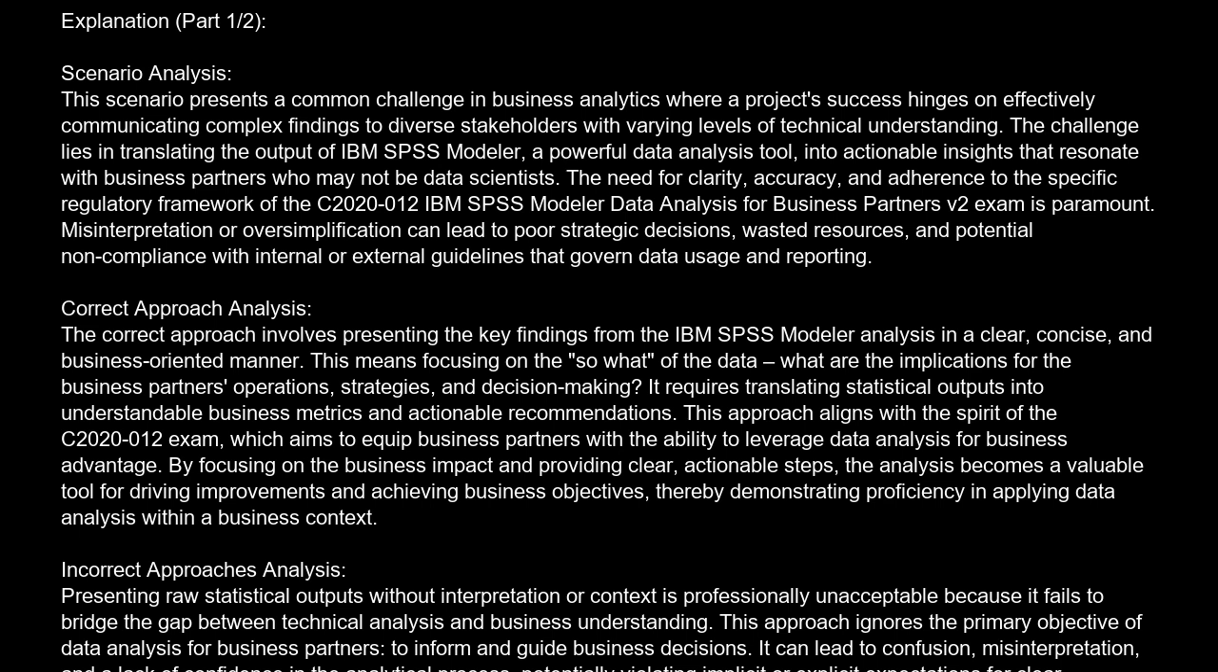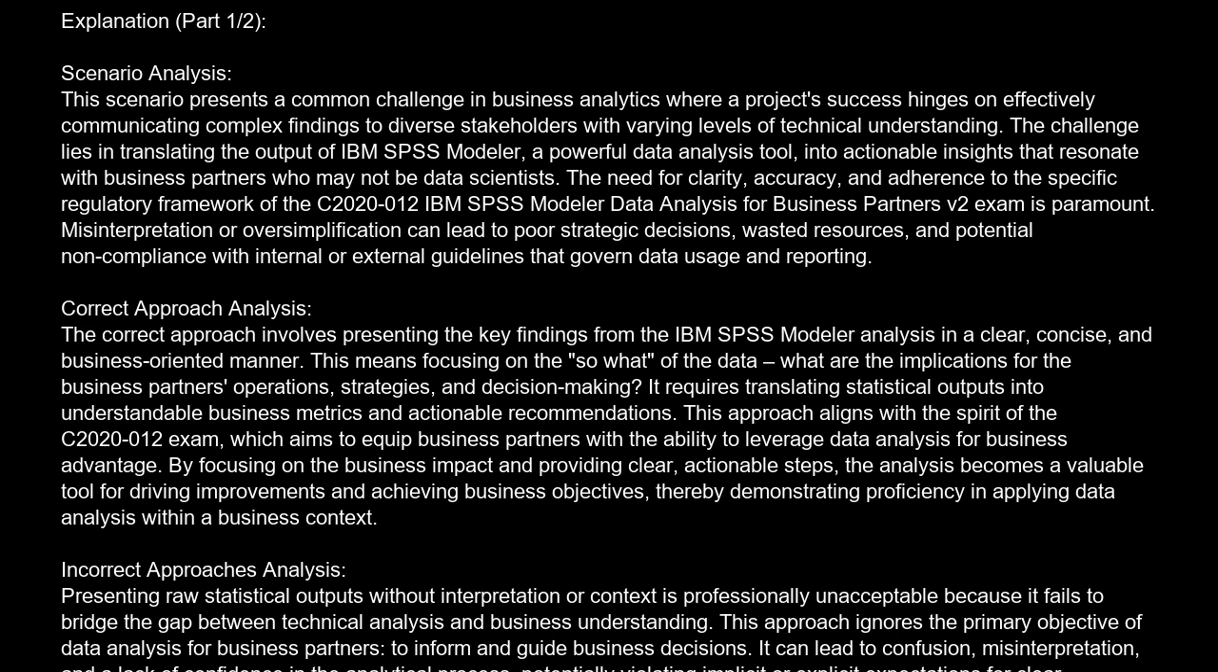The challenge lies in translating the output of IBM SPSS Modeler, a powerful data analysis tool, into actionable insights that resonate with business partners who may not be data scientists. The need for clarity, accuracy, and adherence to the specific regulatory framework of the C2020-012 IBM SPSS Modeler Data Analysis for Business Partners V2 exam is paramount. Misinterpretation or oversimplification can lead to poor strategic decisions, wasted resources, and potential noncompliance with internal or external guidelines that govern data usage and reporting.